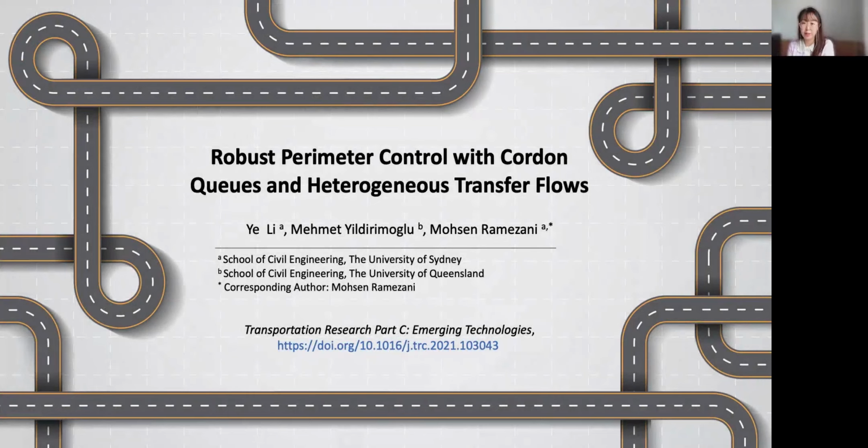Today I'm going to talk about one of my research papers, robust perimeter control with cordon queues and heterogeneous transfer flows. This paper has two more authors, Dr. Mohammed Yildirimoglu from the University of Queensland and Dr. Ramezani from the University of Sydney. This paper is published in a top-tier transportation journal, Transportation Research Part C, Emerging Technologies. If you want to read it, you're more than welcome to.